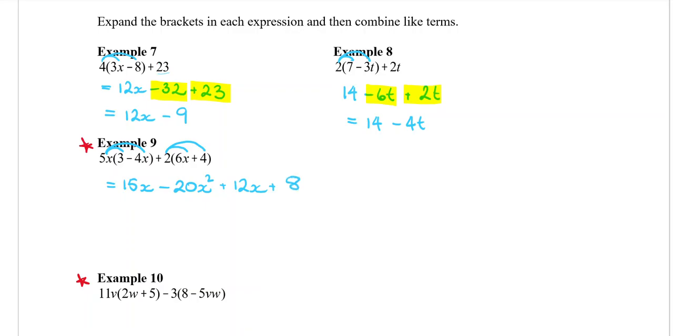Okay, so looking for terms to collect, an x is different to an x squared, but the 15x can go with the 12x. So let's have 15 plus 12, which makes 27x. The minus 20x squared stays there, and then the 8 can go on the end.